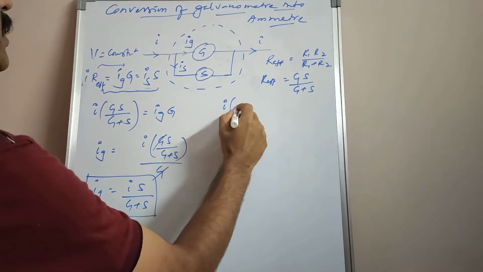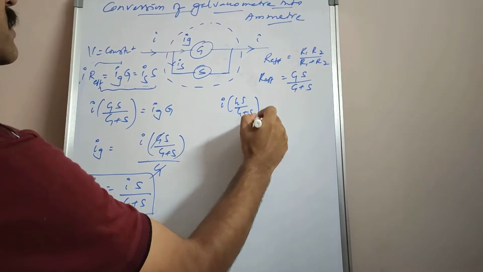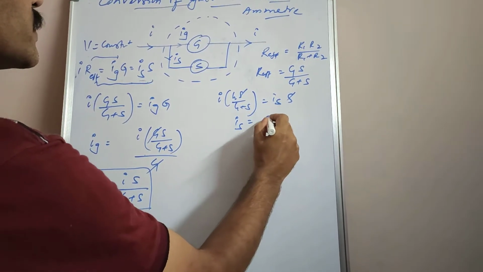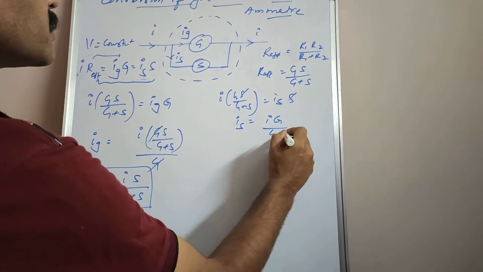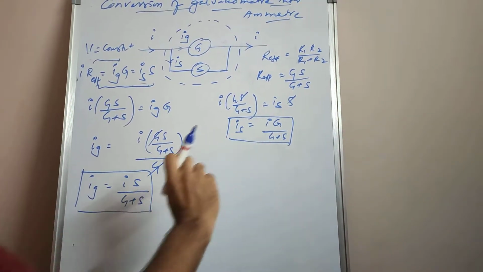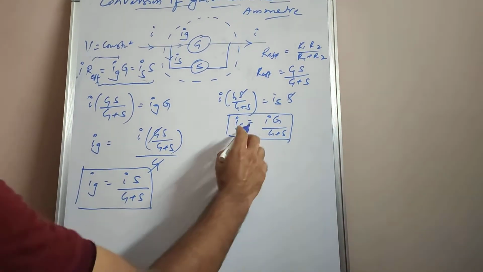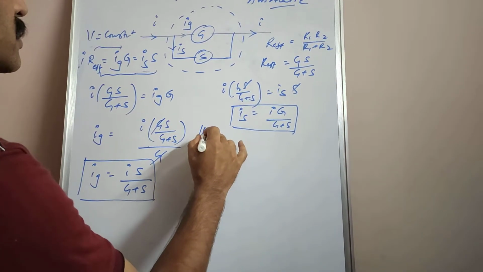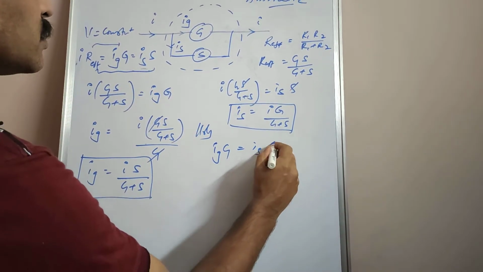Now equating these two, I into GS by G plus S is equal to ISS. So S gets cancelled and IS value is equal to IG by G plus S. So to find the current across shunt resistance, we can use this equation IS equal to IG by G plus S. Now equating these two, similarly IGG is equal to ISS.